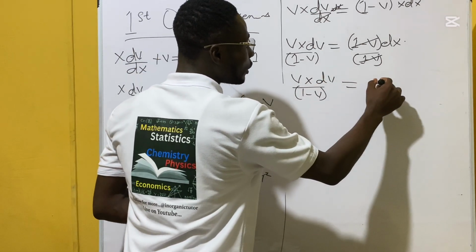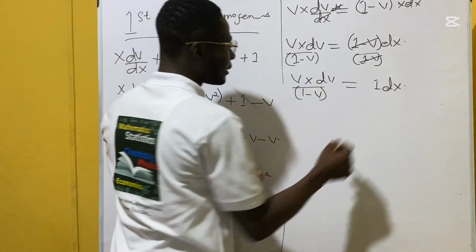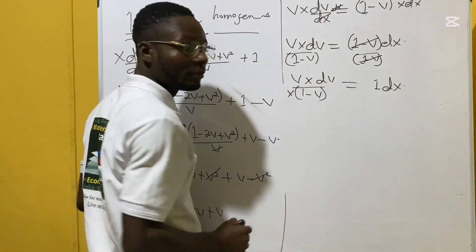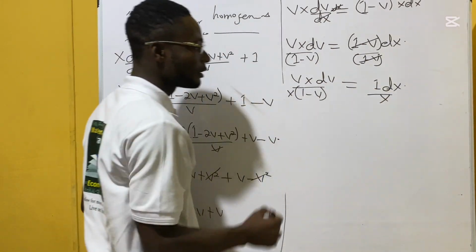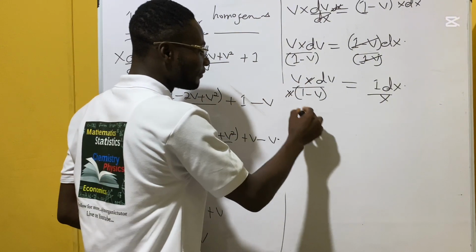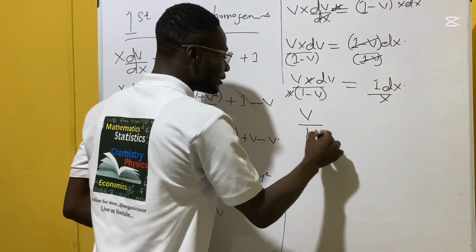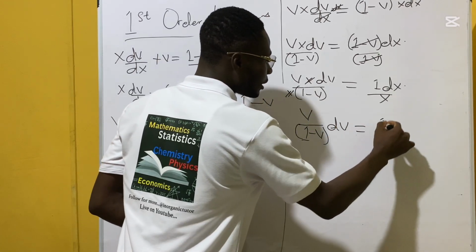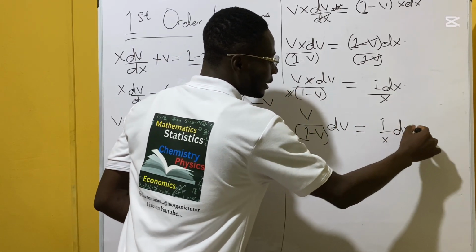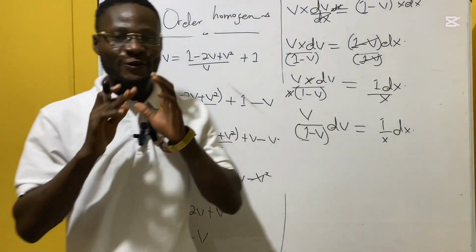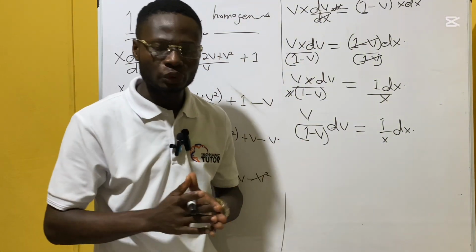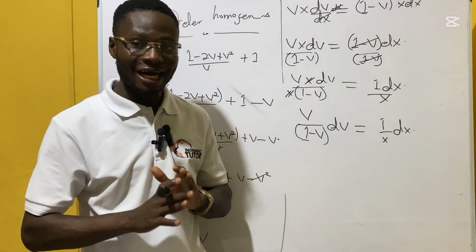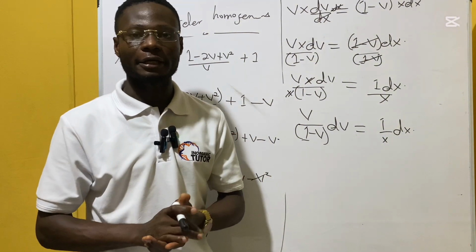Okay, so this takes off this, and we have vx dv over 1 minus v over here, and that should be equal to 1 dx. But we have x here still. All right, so we divide here again by x, here too by x. So this x takes off this x, and we have v over 1 minus v dv should be equal to 1 on x dx. Okay, so now we have been able to separate the variables completely. We have been able to isolate the v and the x.